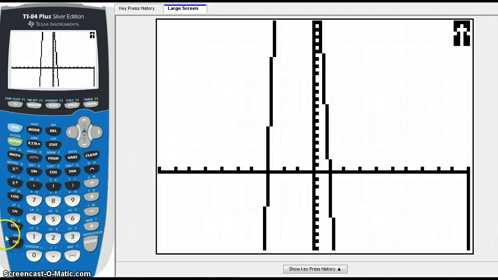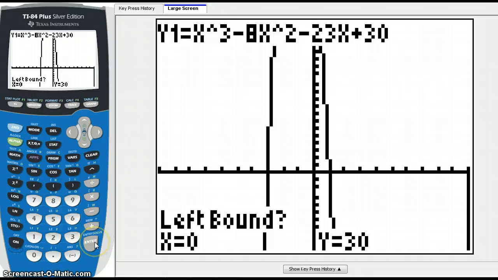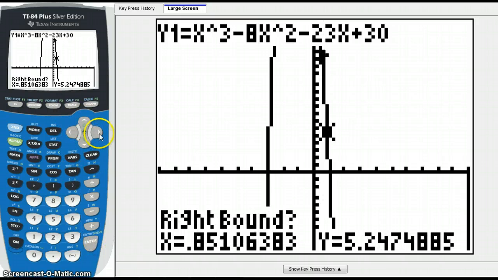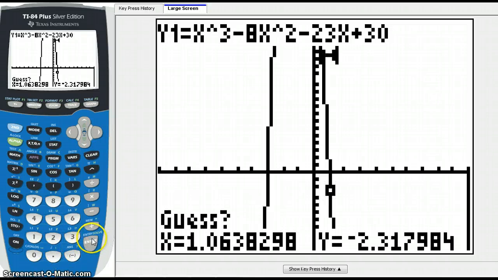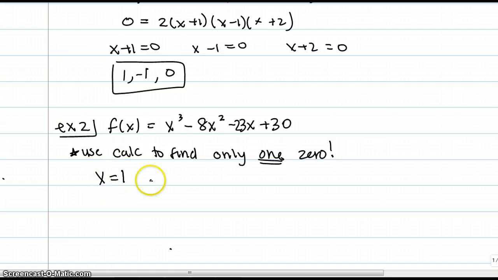But remember, you can only use your calculator to find 1. So second calc, go to 0. Remember, we're doing left bound and right bound. So I need to get my cursor on the left side of my 0. Enter. Right bound, so it jumps to the other side of the line. Press enter. And then press enter one more time, and we get our 0. Here, it tells me right at the bottom of the screen, x equals 1, y equals 0. So I know that x equals 1 is a 0.